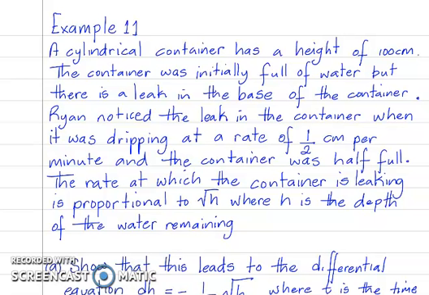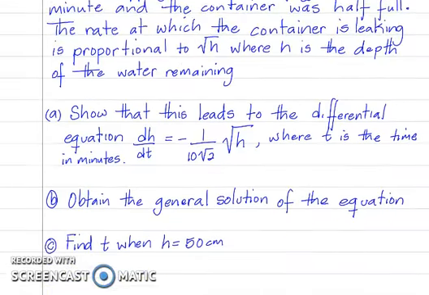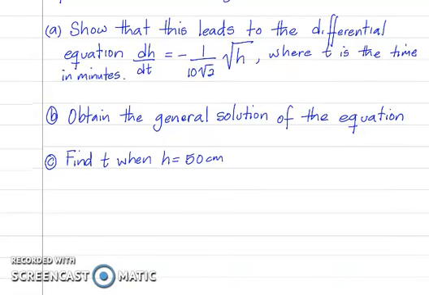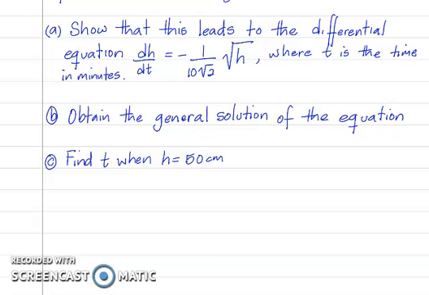The rate at which the container is leaking is proportional to the root of h, where h is the depth of water remaining. We are to: A, show that this leads to the differential equation dh/dt is equal to minus 1 over 10 root 2 multiplied by the root of h, where t is time in minutes. B, obtain the general solution of the equation, and find t and c. C, find t when h is equal to 50.